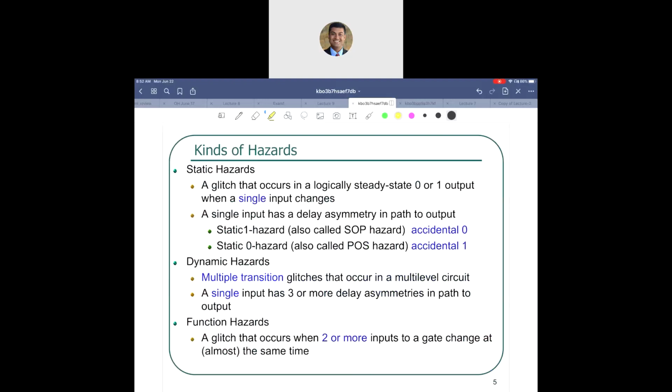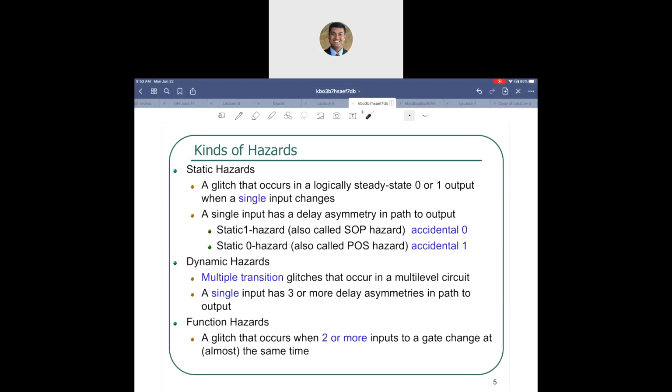What are the kind of hazards that we are going to focus on? We are going to focus on 3 different types. One is the static hazard, dynamic hazard, and the function hazard. So a static hazard is the simplest one of them all, and we will be looking at how to detect it, and we will also focus on how to eliminate a static hazard.